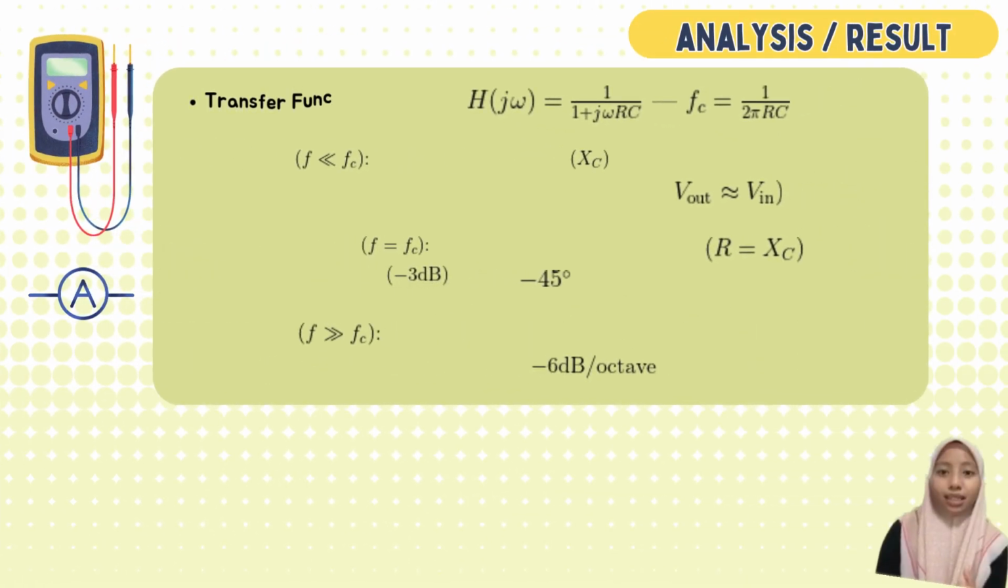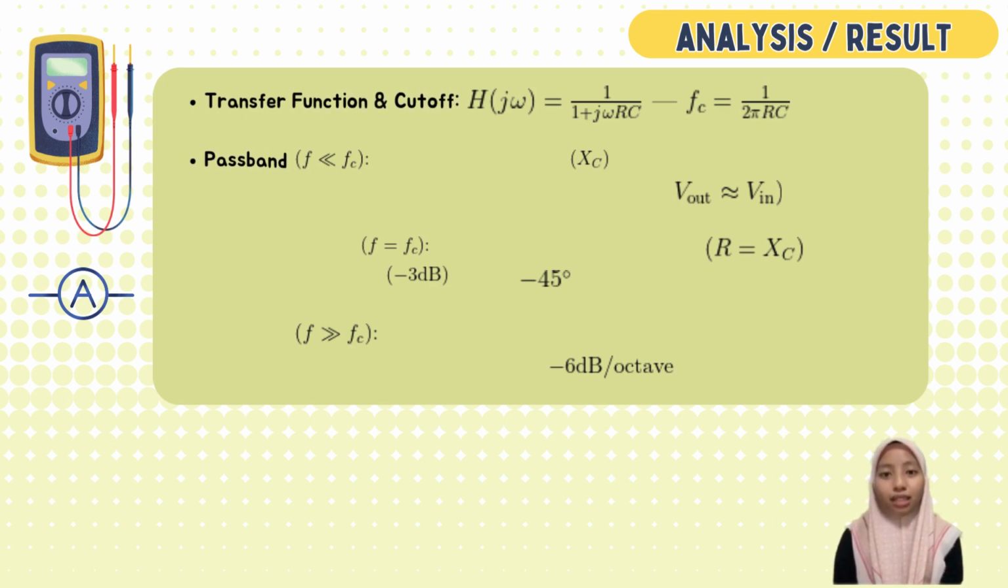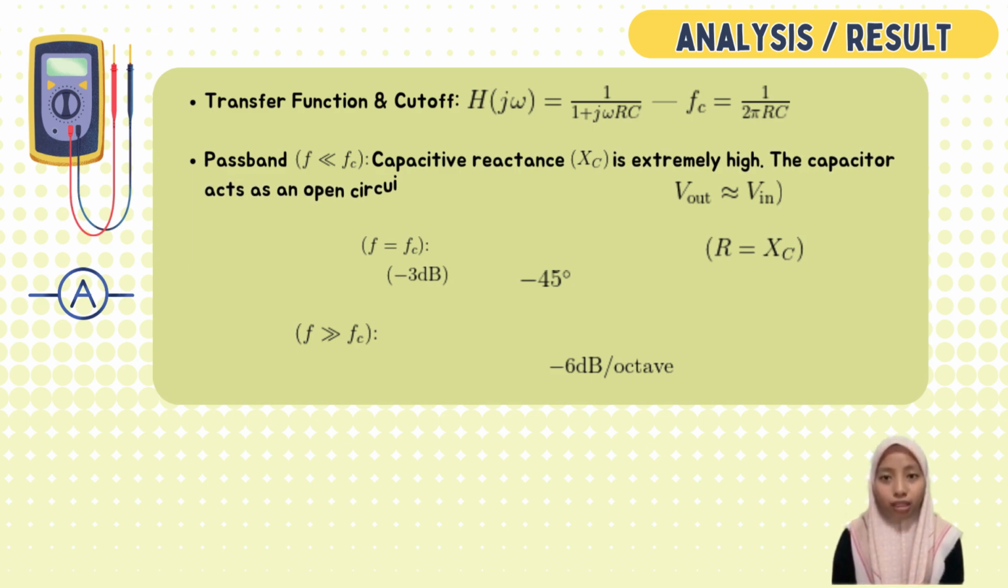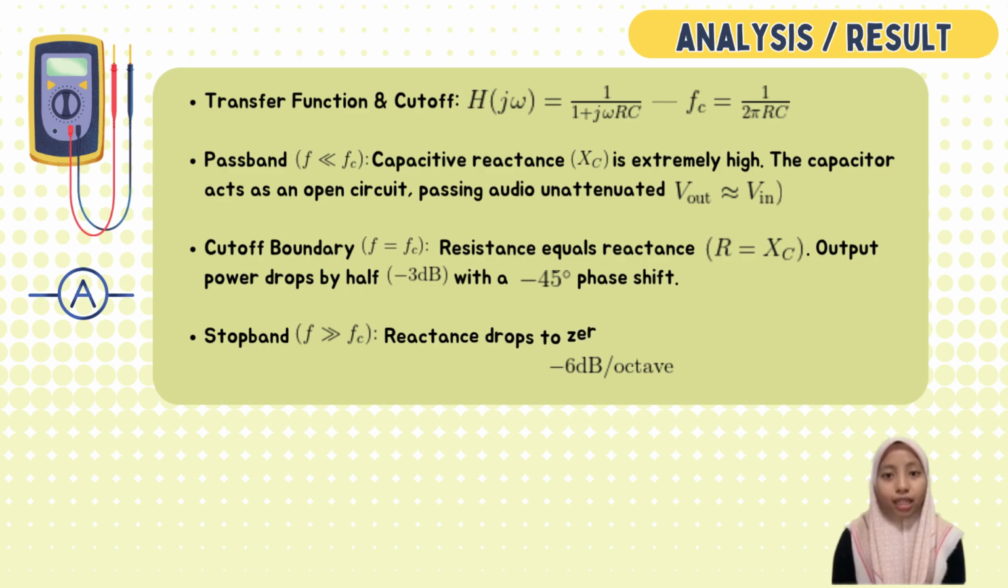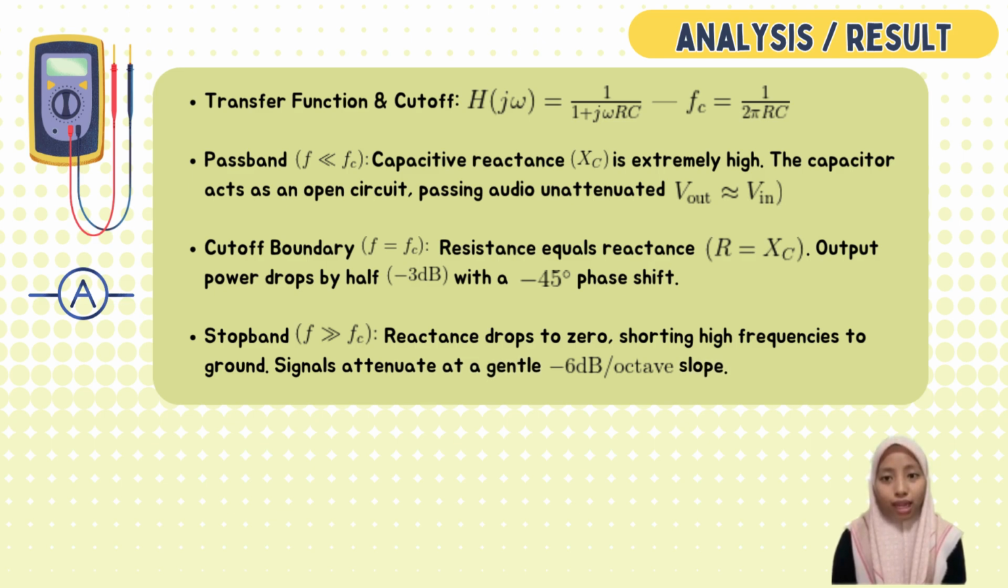Let's analyze the behavior of a first-order RC low-pass filter. Looking at its transfer function and cut-off frequency formula, the circuit operates in three distinct zones. In the pass band, where frequencies are well below the cut-off point, the capacitor acts as an open circuit because its reactance is incredibly high, letting low-frequency bass pass through untouched.